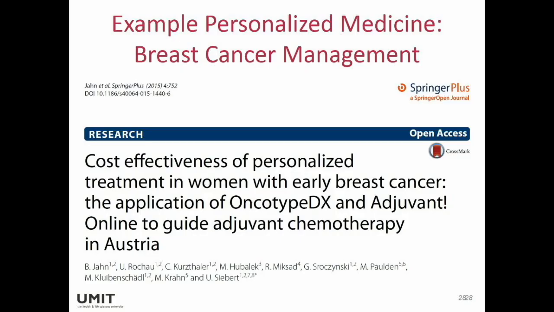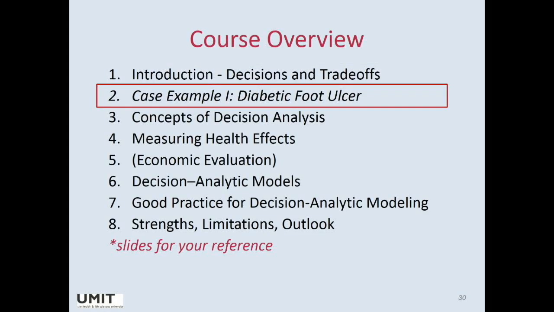Then in breast cancer management, also personalized medicine. This is an example of Beate with her group, where she was looking at the cost effectiveness of personalized treatment after the application of Oncotype DX and Adjuvant Online to guide the chemotherapy in Austria. So these were just a quick round through examples, to show that decision analysis is really about all these areas.